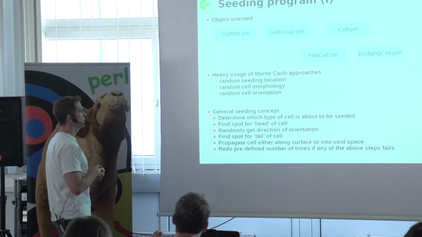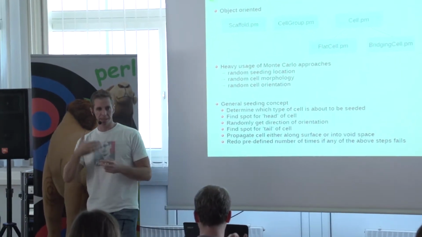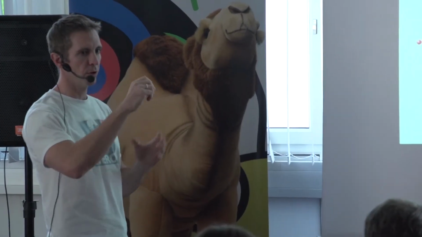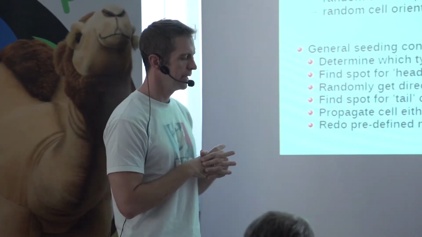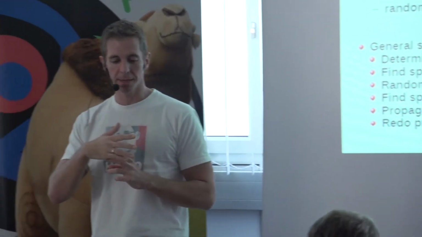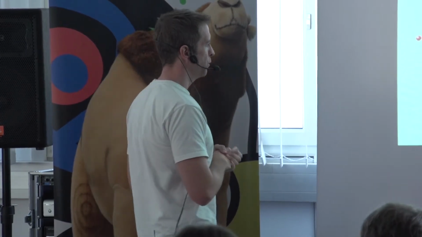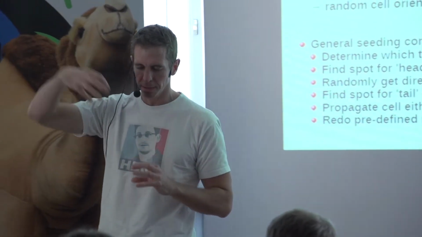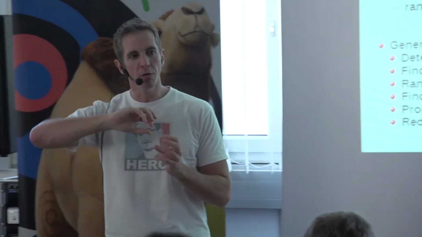The general concept of this program looked as follows. I first determined what type of cell attachment the next cell was: flatly or bridgingly? Then I tried to find a spot on the scaffold where the cell head is going to be attached. Then I randomly picked a direction, tried to find a spot for the tail, and propagated this cell through the space. Of course, if it was a flatly attached cell, it had to propagate along the surface, and if it was bridging, it had to go through the void.